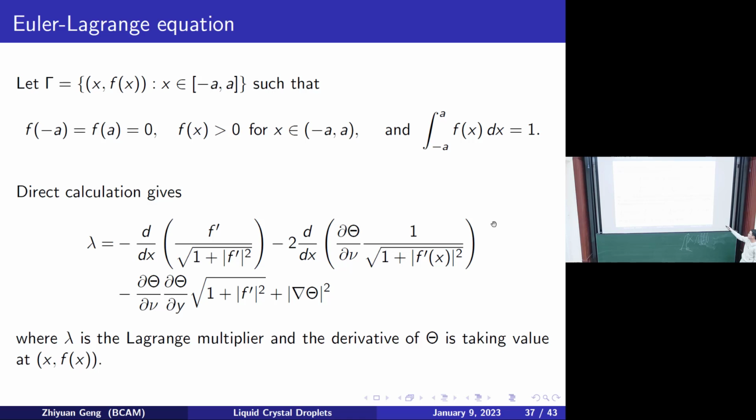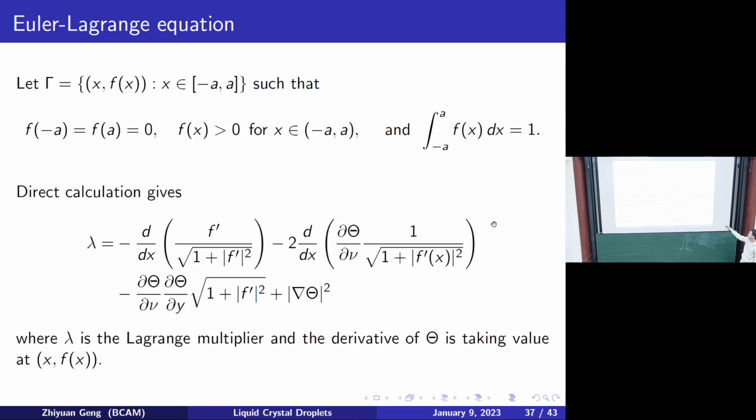And to see this, we actually derive an Euler-Lagrange equation. We assume that this gamma is given by the graph of a function f, and then we derive the equation satisfied by this f. So this is the Euler-Lagrange equation. The lambda is a Lagrange multiplier, and the first term comes from the length of this graph. So it's a familiar term. The remaining terms come from the Dirichlet energy.